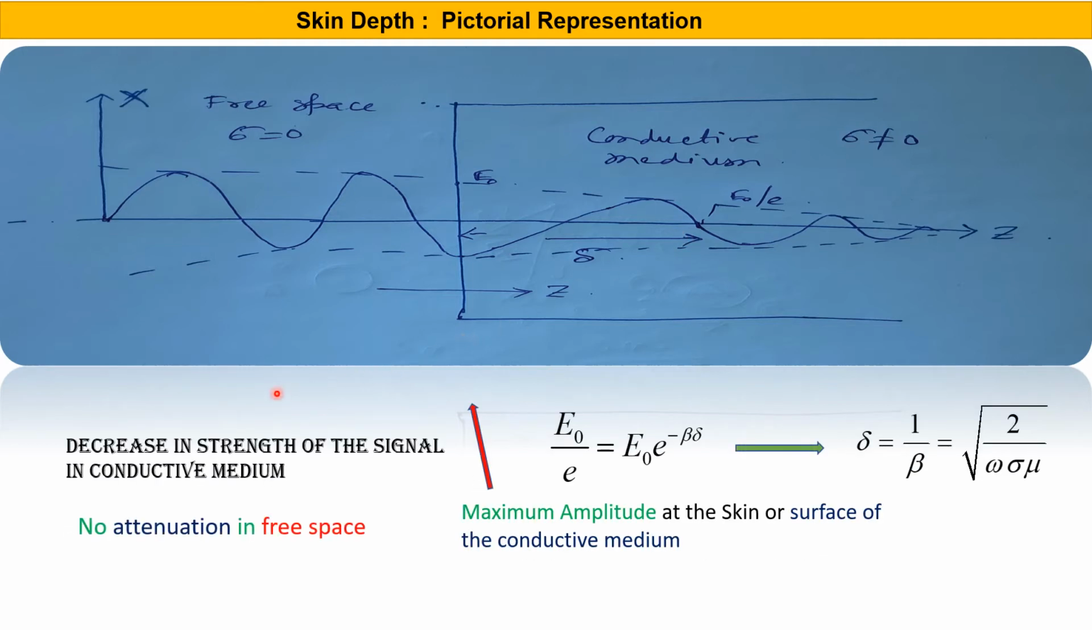Now what we can see is there will be a decrease in the strength of the signal in the conducting medium, but in free space there is no attenuation of the wave. The maximum amplitude is E0, and that amplitude becomes E0 by e at some depth delta, so e to the power minus beta delta. From here we get the same result as in the previous slide: the skin depth is 1 by beta, which is root over 2 by mu sigma omega.